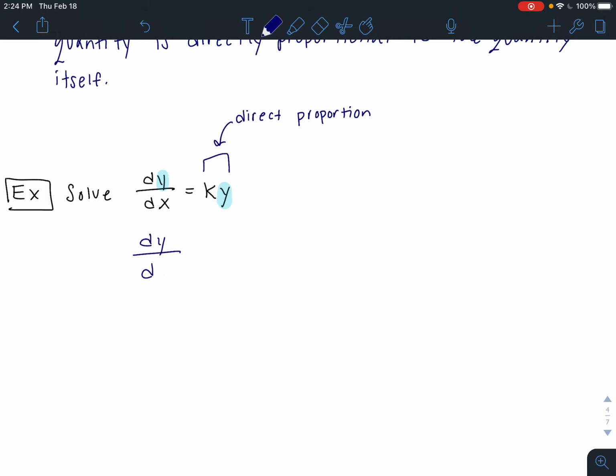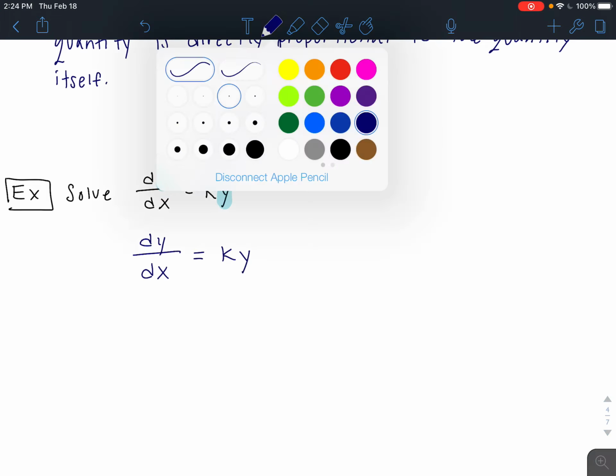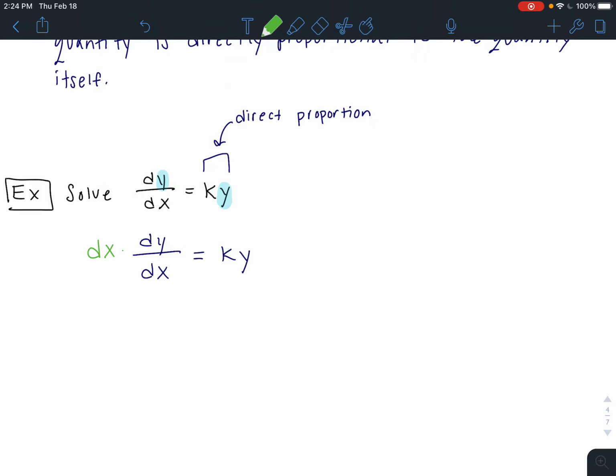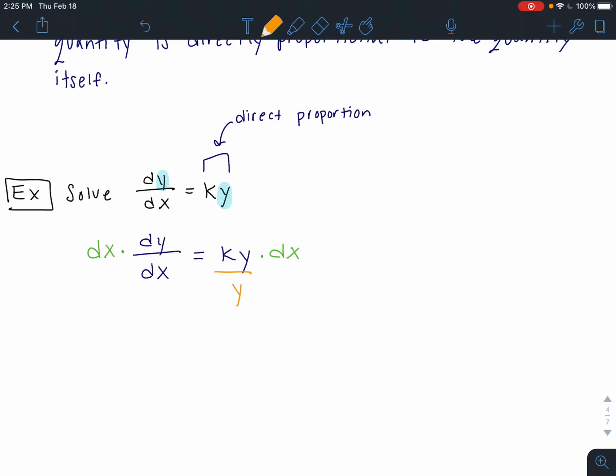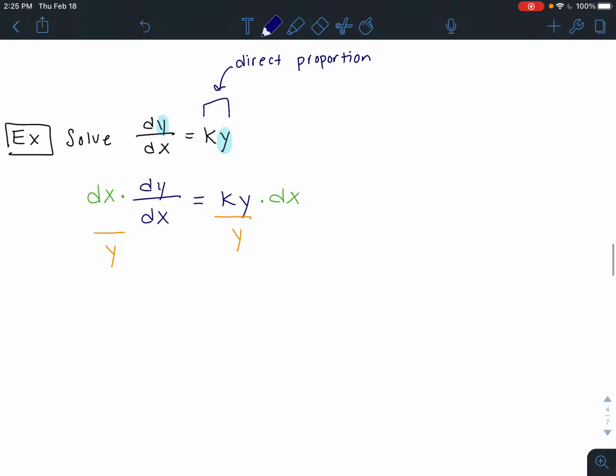So we need to separate our variables first. So I'm just going to rewrite it first. I'm going to multiply both sides by dx to move my x to the other side. And then I'm going to divide both sides by y. So after I separate my variables, I'm going to get that dy over y equals k times dx. And then I can integrate both sides because I only have one variable on each side. Remember that k is a constant. It's just a coefficient, so it's not another variable.